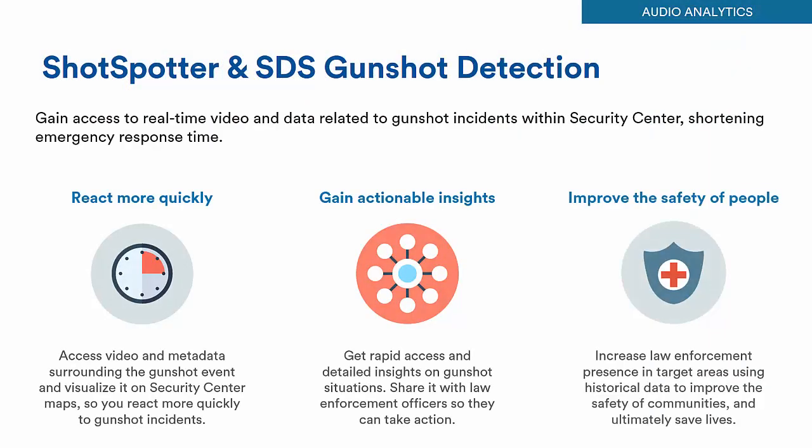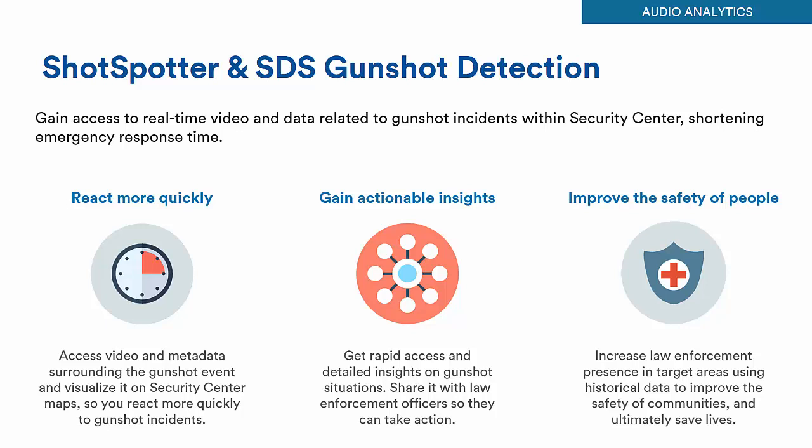The gunshot detection integrations from ShotSpotter and STS gunshot detection provide operators with immediate notification and actionable information in the event of a gunshot. It reports gunshots as events and gives operators a visual cue of the situation through a rich integration with Security Center maps. Imagine how much more empowered operators are with gunshot detection sensors superimposed on their maps.